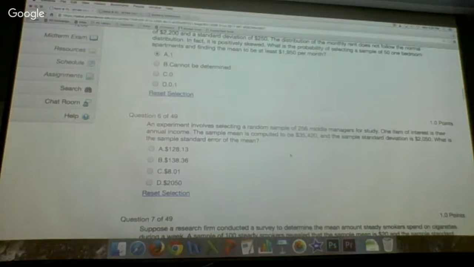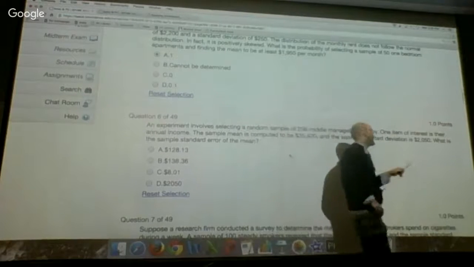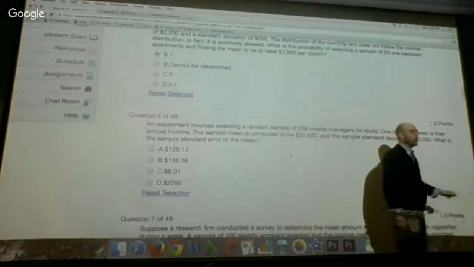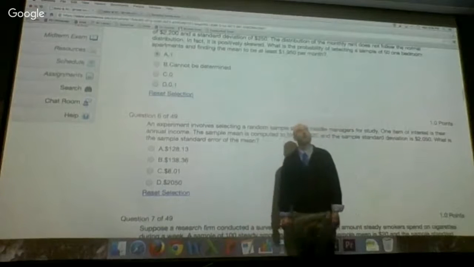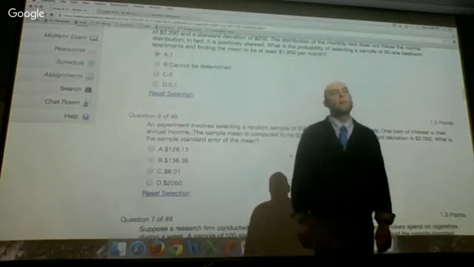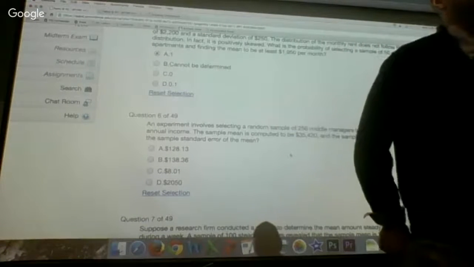James, carry this one, please. X bar minus mu. That's sampling error. Oh, wait, standard error. My bad. It's S over the square root of n. S over square root of n. Very good. So in this case, even though they tell me the sample mean, I don't care. Because all I need is S and n. And I can take 2050 and divide it by 16, and that will get me S sub x bar, otherwise known as the sample standard error of the mean.